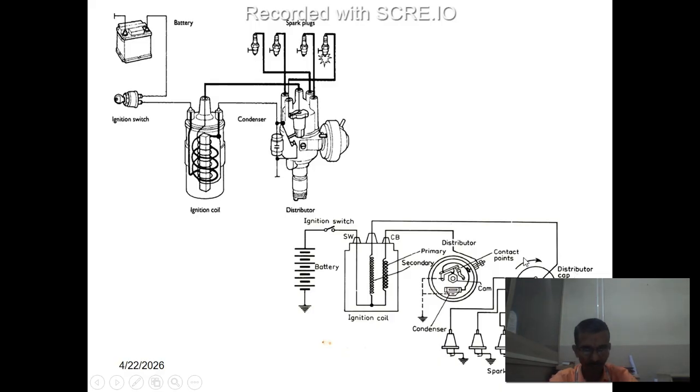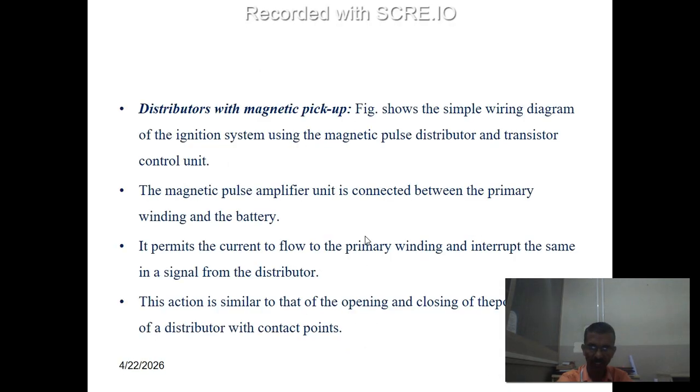The distributor is in contact with the magnetic coils. The magnetic coil is connected to the ignition coil, and the ignition coil is connected to the ignition switch. These ignition switches are helpful for distributors with magnetic pickup. This figure shows a simple wiring diagram of the ignition system using a magnetic pulse distributor and transistor control unit. The magnetic pulse amplifier unit is connected between the primary winding and the battery.